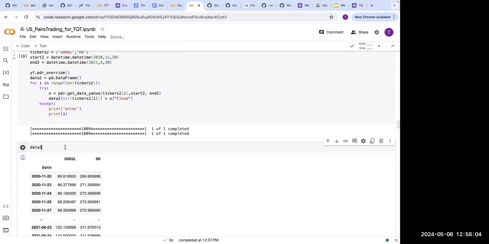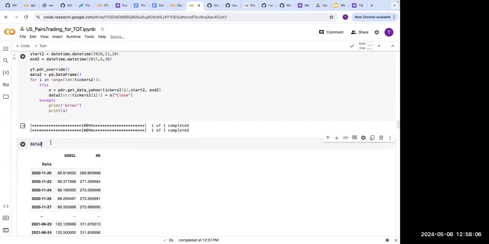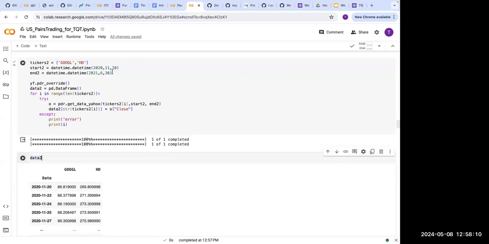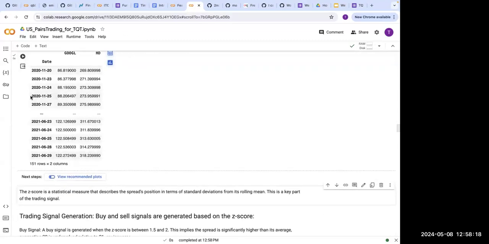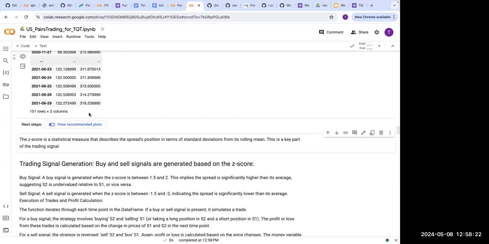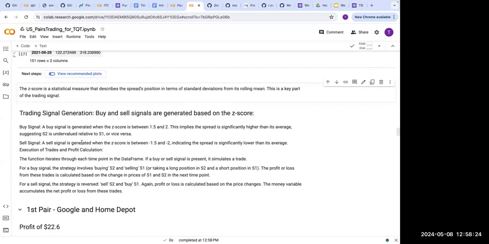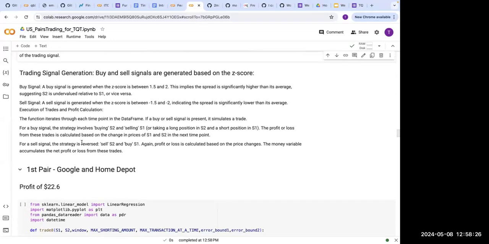So now we have this data frame, same code as above, and we are doing a start time from 2020 to 2021, so just a year and a half of data. And this is the new data frame just for our Google and Home Depot. And now we'll generate buy and sell signals based on Z-score.